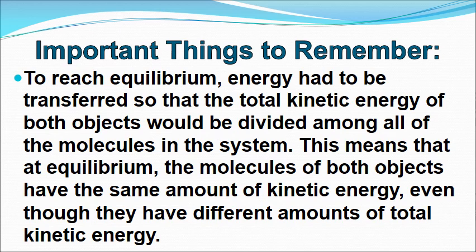And an important thing to remember is that to reach equilibrium, energy has to transfer, so the total kinetic energy of both objects is divided among the molecules of the system. So that means at equilibrium, the molecules of both objects have the same amount of kinetic energy. So the total kinetic energy of the objects might be different, but their temperature or average amount of kinetic energy is going to be the same.